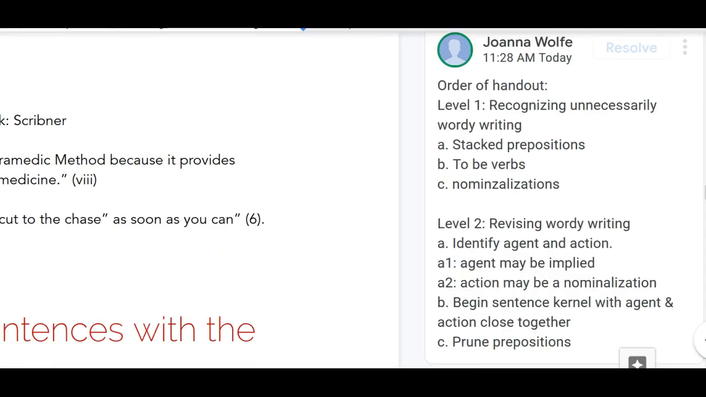So overall, I think this is excellent, and I think that the handout might look something like this with sort of 2 main sections of recognition and then fixing.